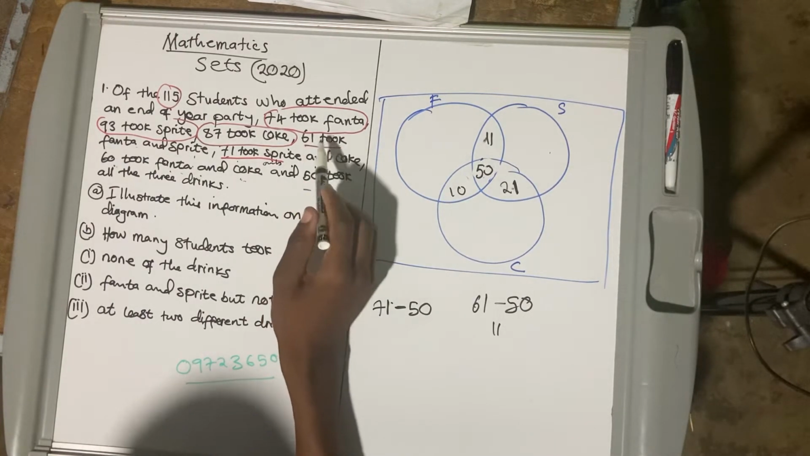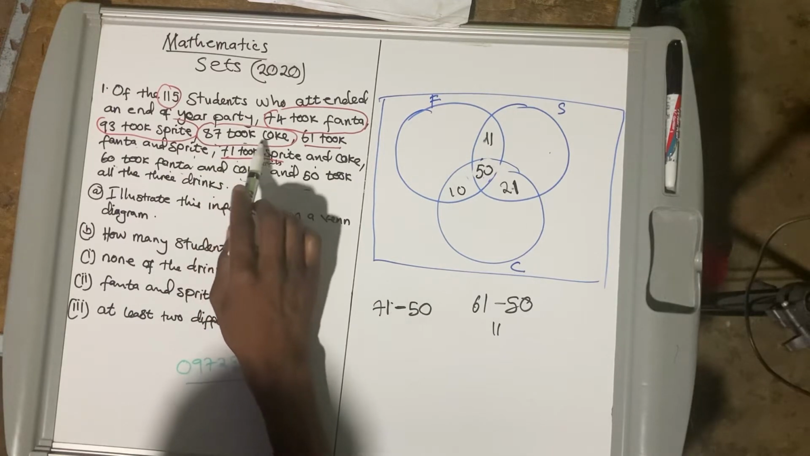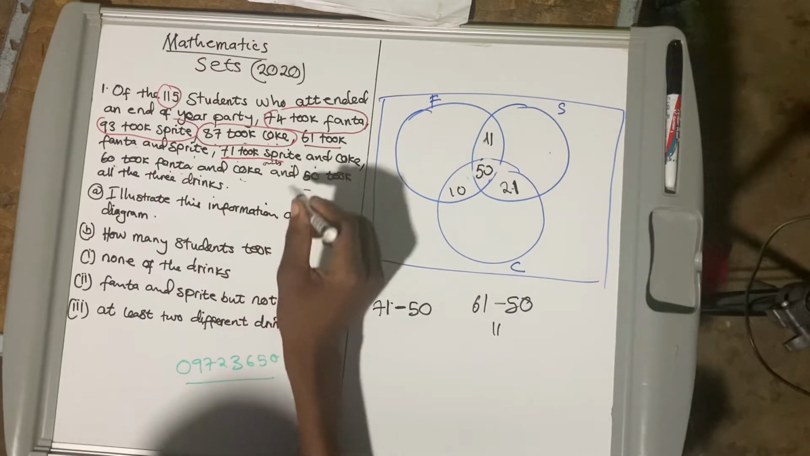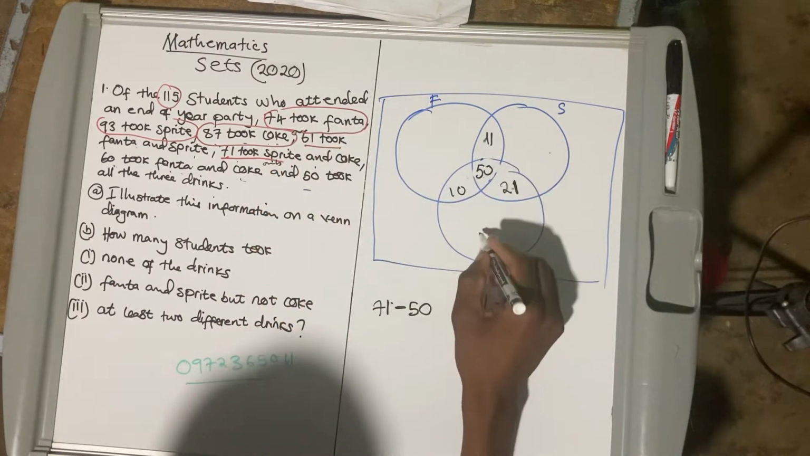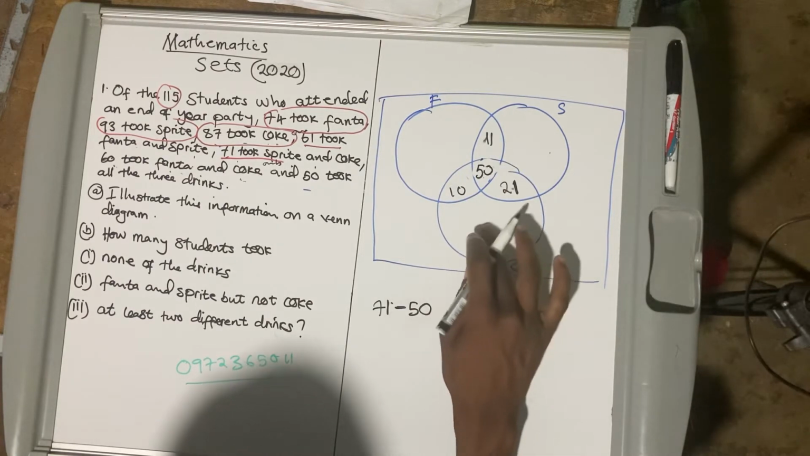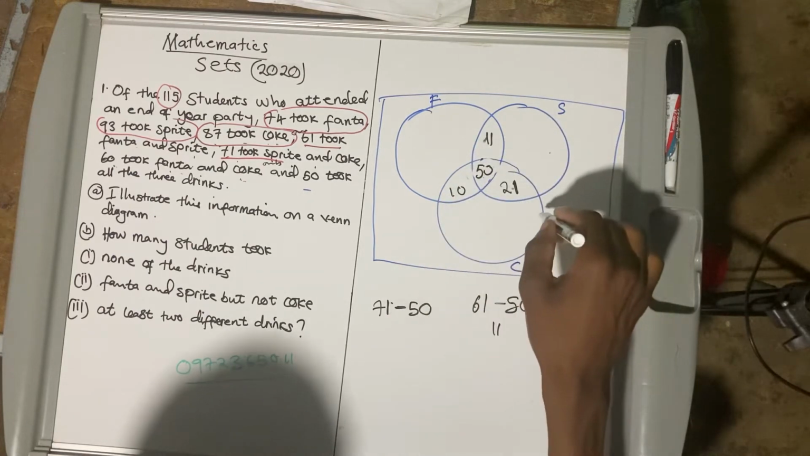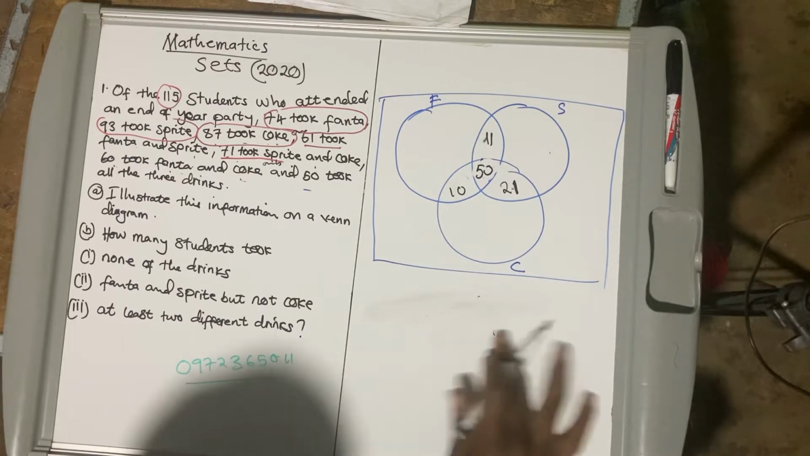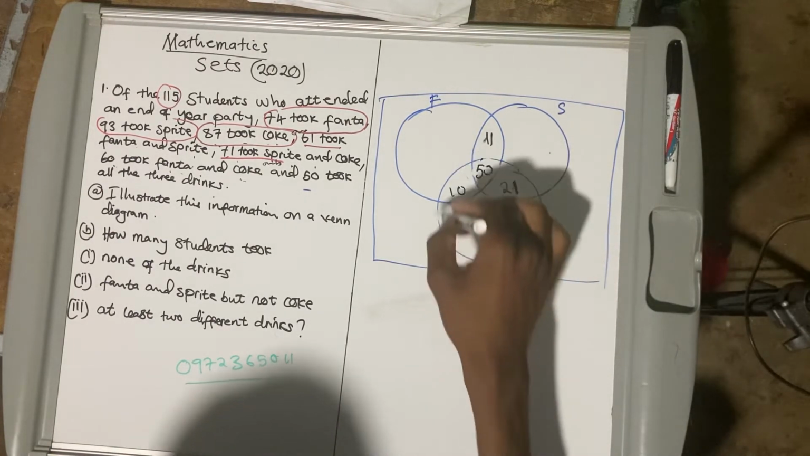Starting with Coke, we have 87 who took Coke. There is no word "only." If there were "only," we could have put it here, 87. Now there is no word "only," which means that the whole of these people who are found in Coke are 87. So we don't know the number which is here, but we know these three numbers in Coke.